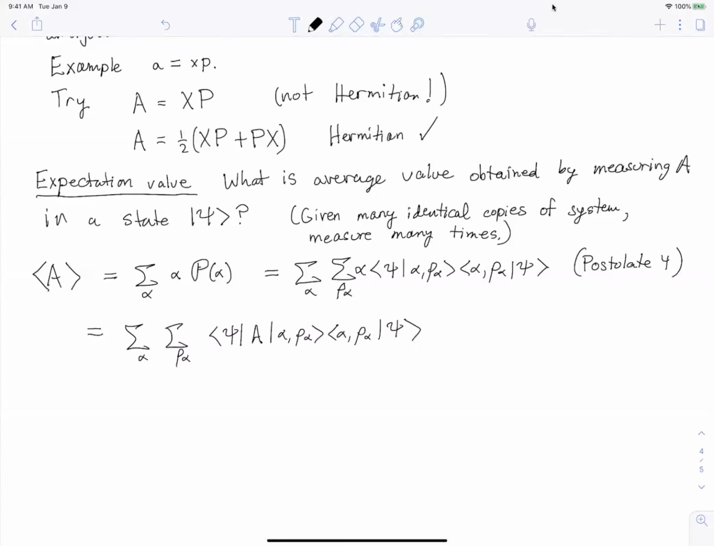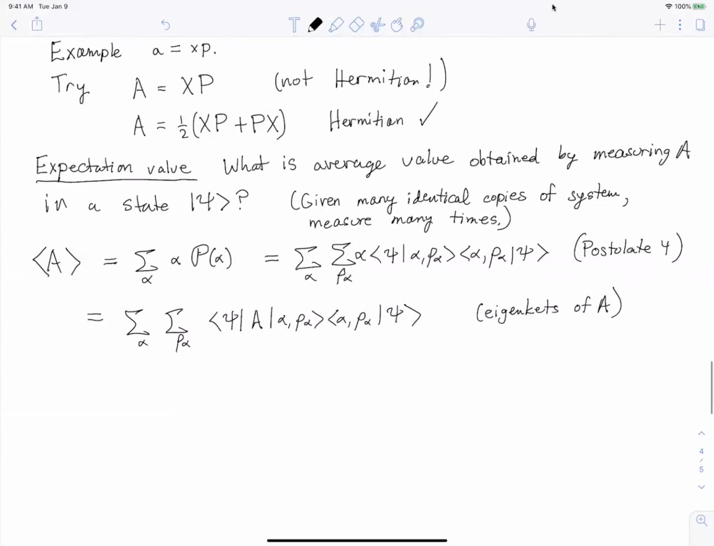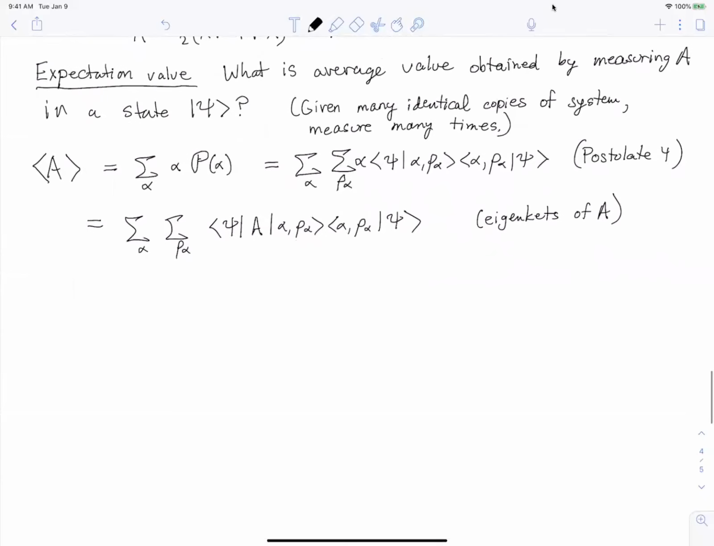So what have I done there? I've used the fact that these are eigenkets. The alpha rho alpha are eigenkets of A. Okay, and so I changed my alpha into an A. Okay, and now I can use completeness, because this is psi A psi by completeness.